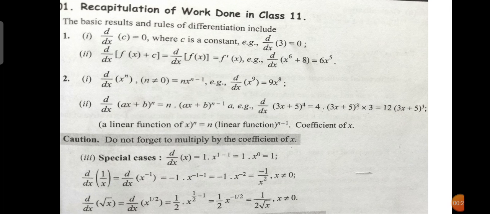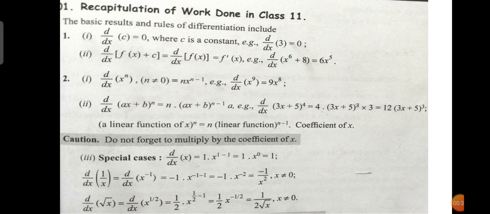Okay, you have studied the same chapter in your previous year, some properties and what differentiation means. So I'm not just defining what differentiation is, I'm going directly to the chapter. In class 11 you have studied differentiation, and some of the results have been recalled for you.